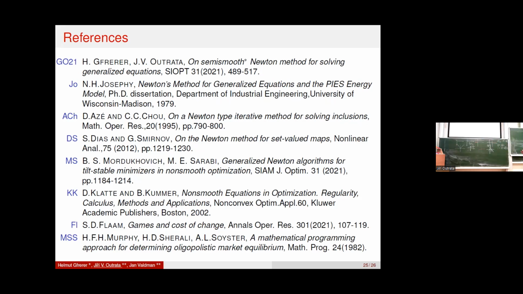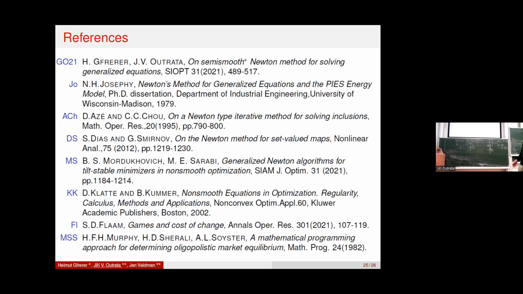So, the references. I would only like to mention the book of Klatte and Kummer, which is already quite old, 20 years old. But before Christmas, I got a message that Bernd Kummer passed away on December 15 last year. Jedička always spoke about him as his best student. And he was also the one who introduced the non-smooth method at all, in 88. So in this connection, it is a very good memory for him.